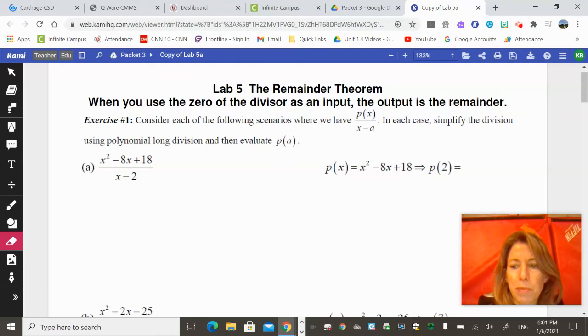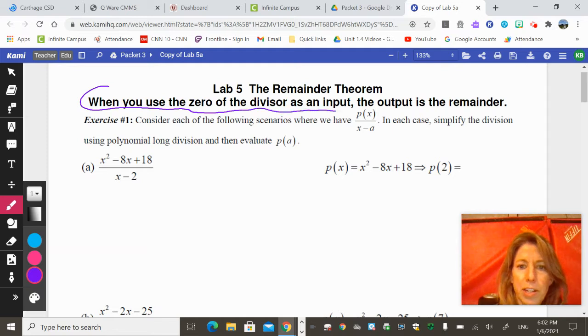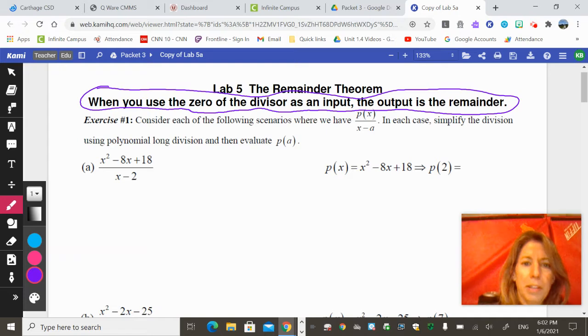All right, guys, this lesson is about the remainder theorem. Basically, the remainder theorem is just this. That's why it's in a big, bold font. When you use the zero of the divisor as an input, the output is the remainder. That may be like a foreign language to you right now, but we're going to talk about it today and hopefully you understand it better.